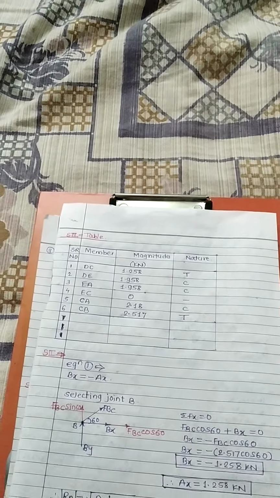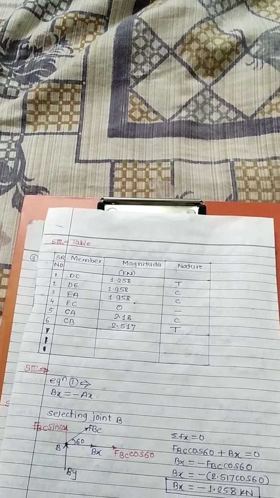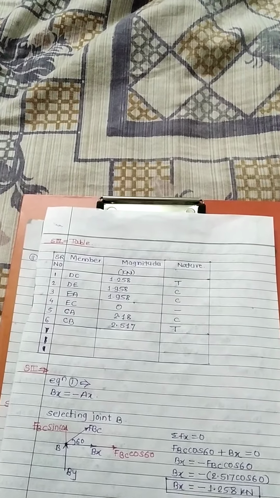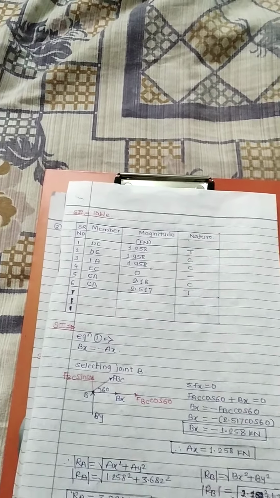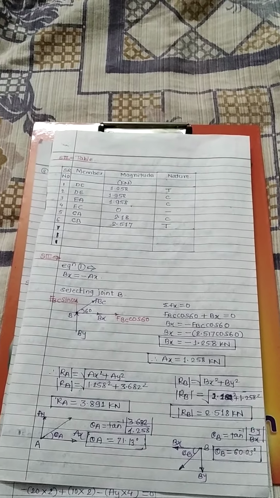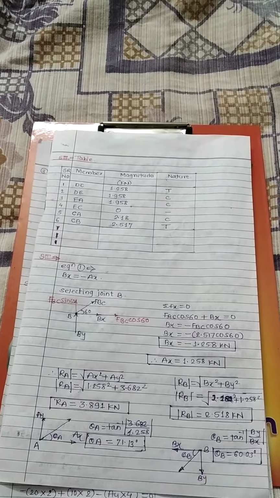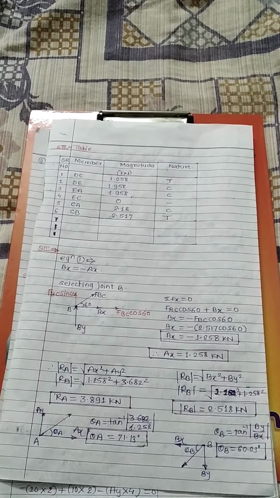So in this manner we can solve this numerical, that is the numerical of a cantilever truss with support reactions using the method of joints. I hope you have cleared the numerical with its concept as well as the sign conventions that we have to adopt throughout the solution of this cantilever truss or any kind of truss.